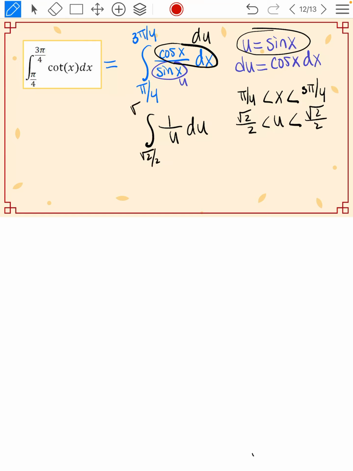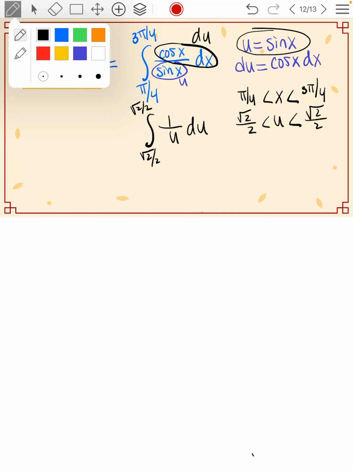I just want to say one thing, right? That the answer to this is going to be 0, right? Because we haven't accumulated anywhere because we went from root 2 over 2 to root 2 over 2. And when you go to substitute those in and subtract them, you'll get 0.